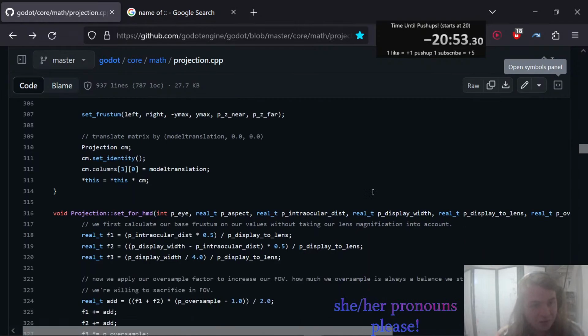Set frustum: left, right, minus y_max, y_max, p_z_near, p_z_far. Comment: translate matrix by model translation, 0.0, 0.0. Projection CM, is that centimeters? CM.set_identity; columns[3][0] equals model_translation; *this equals *this times CM.